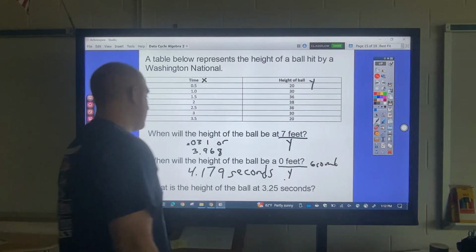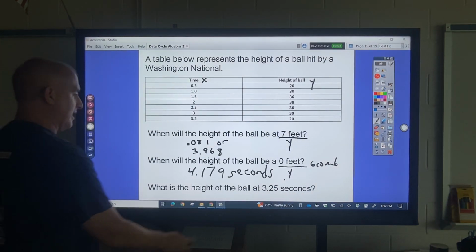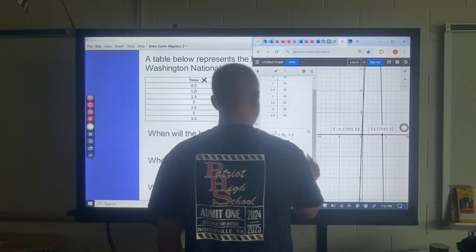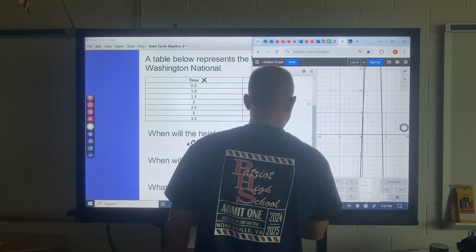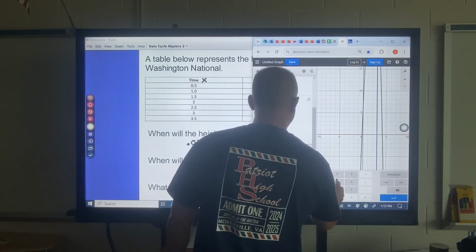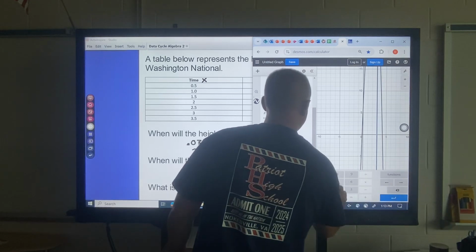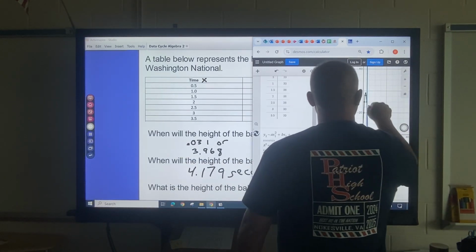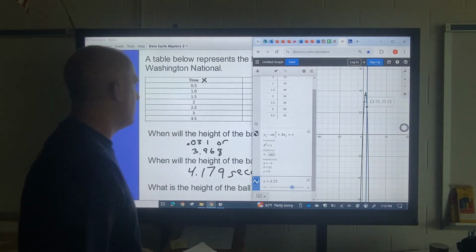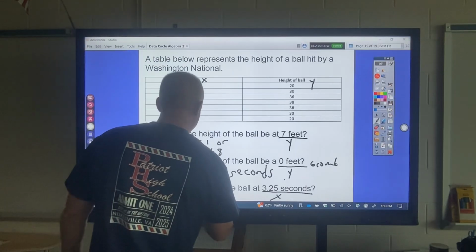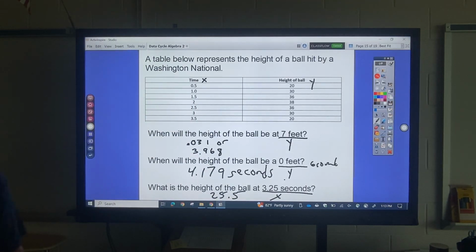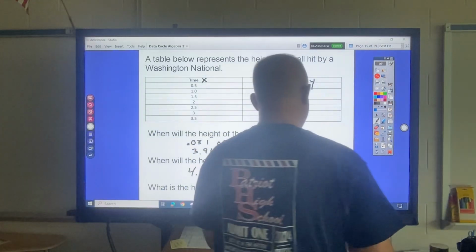Okay. What is the height of the ball at 3.25 seconds? So this is x, okay? So what I would do there is I go x equals 3.25. And I want to zoom out until I find where it crosses. It crosses right there, okay? At 25.5 feet. Okay, all right? That's how you find those answers, all right?